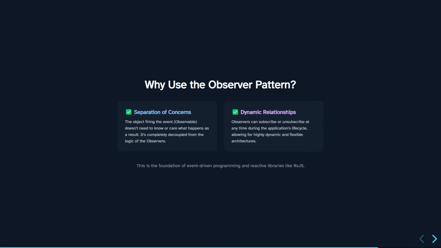And second, dynamic relationships. You can add or remove observers at any point during the application's lifecycle. Need a new analytics tracker? Just subscribe a new function. Is the user in do not disturb mode? Unsubscribe the notification observer. It's incredibly flexible.